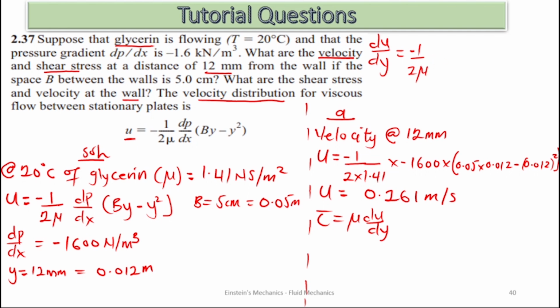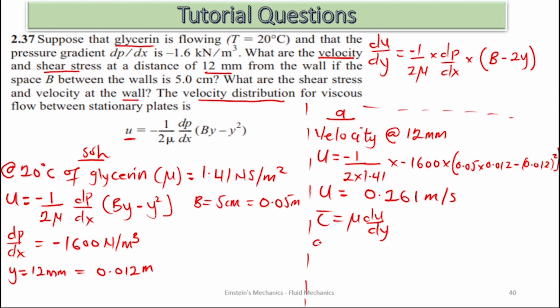-1/2 mu multiplying this dp on dx, then multiplying b minus 2y. If you differentiate this, you get the b, minus, if you differentiate this, you get your 2y. So this is the derivative of u. And since we want the value for du with respect to y, we can input the values and get that.